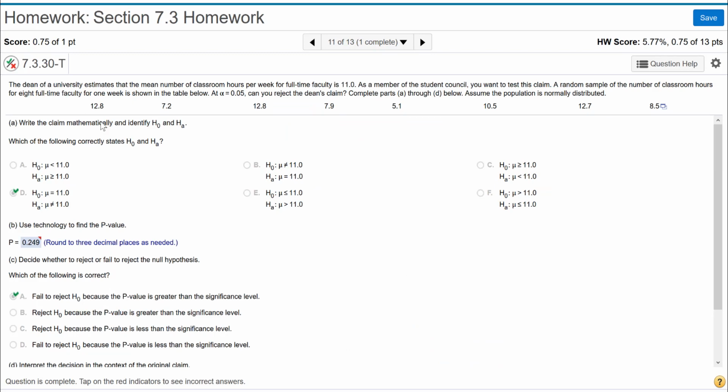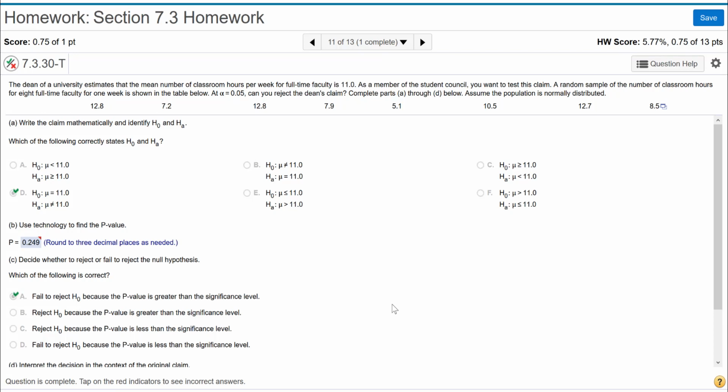Alright, moving on to 7.3, which is the next one. This is problem number 11 on 7.3. So we have the Dean of the University estimates the average number of classroom hours that faculty spend in the classroom is 11 hours. As a member of the council, you want to test this claim, so a random sample of the number of classroom hours of 8. Ooh, hold on, significance level here, right? There's only 8 full-time faculty, less than 30.